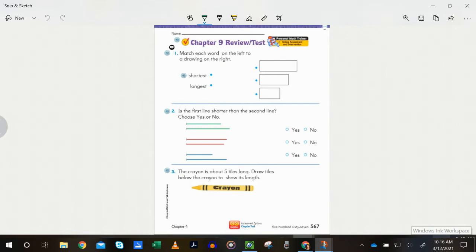Number 3. The crayon is about 5 tiles long. Draw tiles below the crayon to show its length. I'll get you guys started. You're going to have 1 tile. It's about like that. So when it says to draw tiles, you're just drawing little squares underneath. So what would it look like if you were measuring it with tiles, and it's about 5 tiles long?